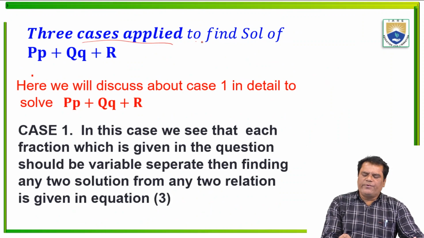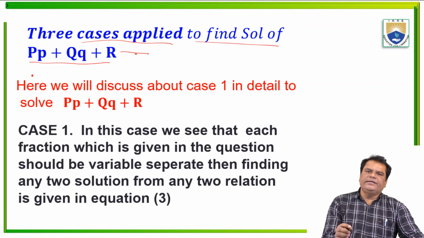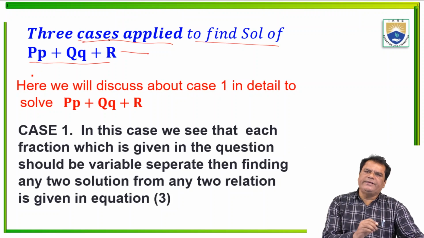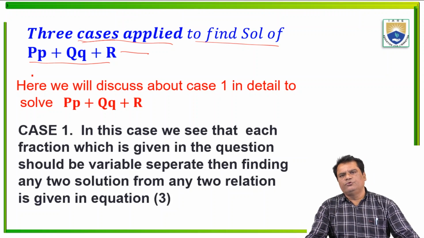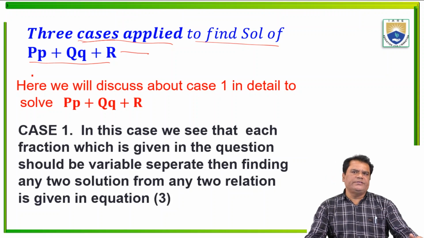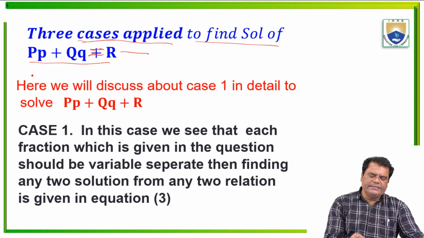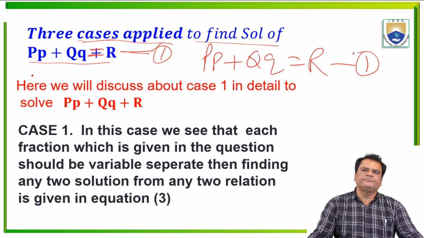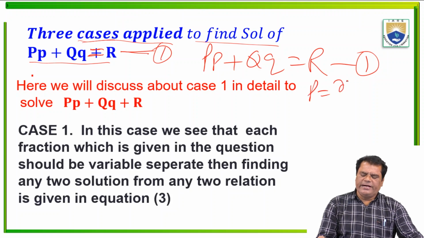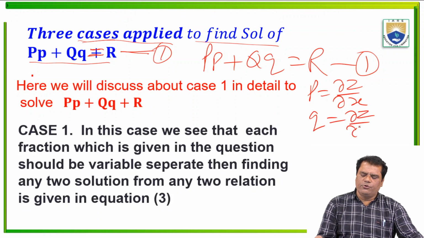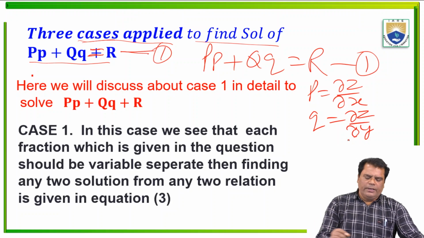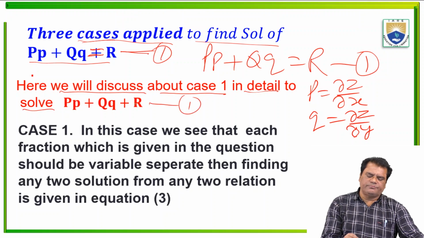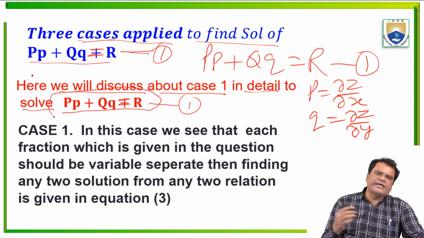Three cases are applied to find the solution of the general Lagrange linear partial differential equation. We apply three cases to solve the Lagrange linear partial differential equation Pp plus Qq equal to R. This is equation 1. Here p is dou z over dou x and q is dou z over dou y. Here we will discuss case 1 in detail to solve equation 1. Now what is case 1?